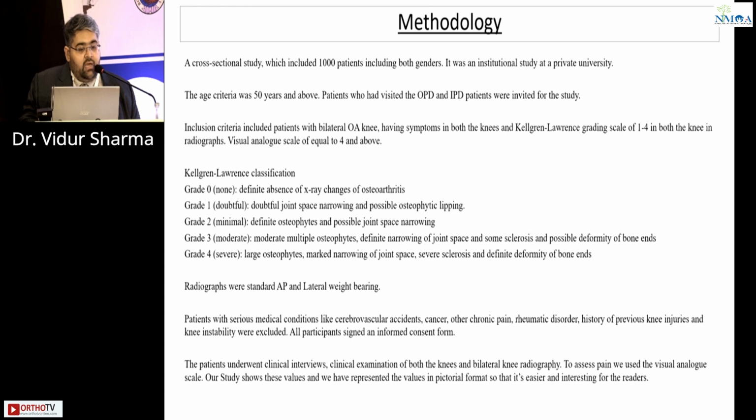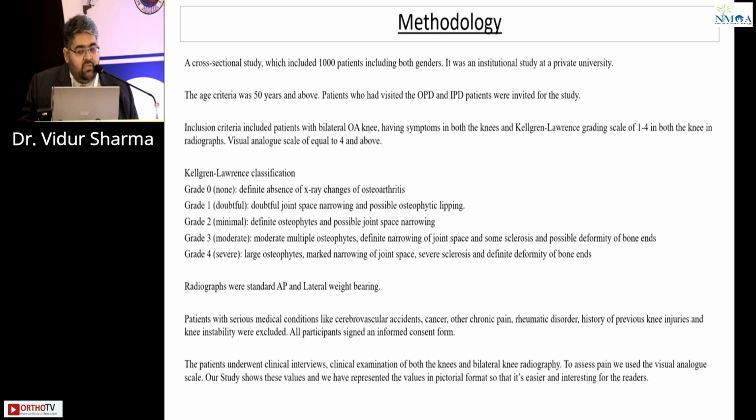In our study, we did a cross-sectional study which included 1,000 patients, including both genders. It was an institutional study in a private university. The age criteria was 50 years and above. Patients who had visited OPD and IPD were invited for the study. Inclusion criteria included patients with bilateral osteoarthritis of the knee having symptoms in both knees, Kellgren-Lawrence grading scale of 1 to 4 in both knees in radiographs, and visual analog scale of 4 and above.